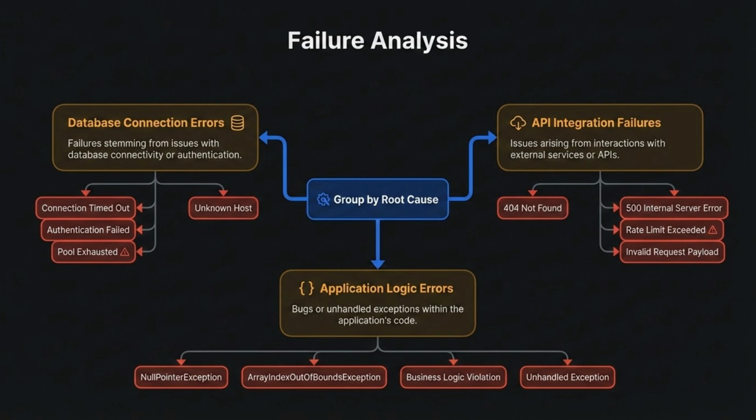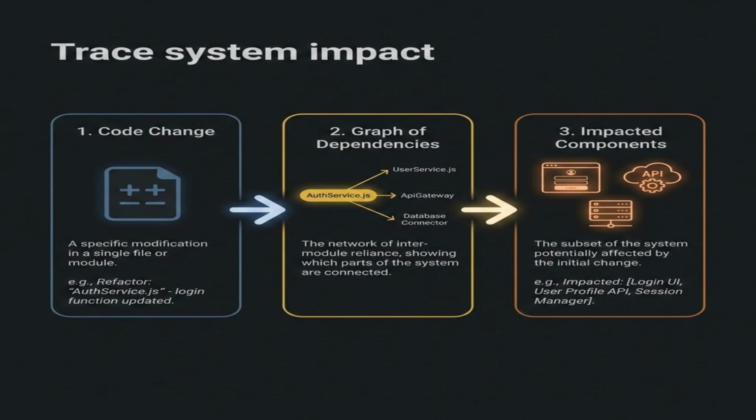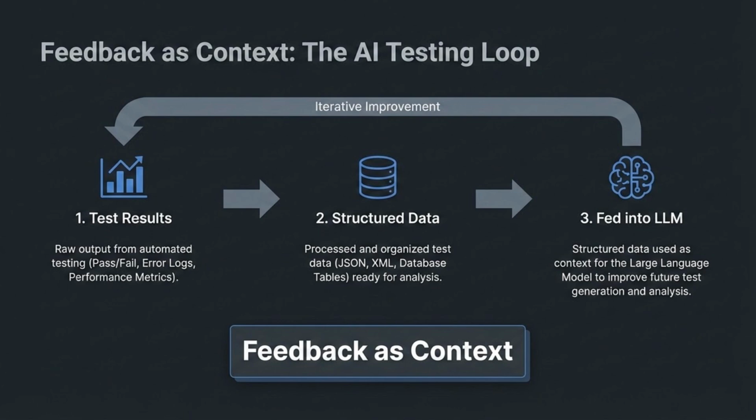Failure analysis involves grouping errors by root cause. Failures can be categorized into database connection errors, API integration failures, or application logic errors, simplifying problem resolution. Tracing system impact is essential. By mapping dependencies, we can identify which components are impacted by a change, ensuring that relevant areas are tested and minimizing unintended side effects. We must use feedback as context.